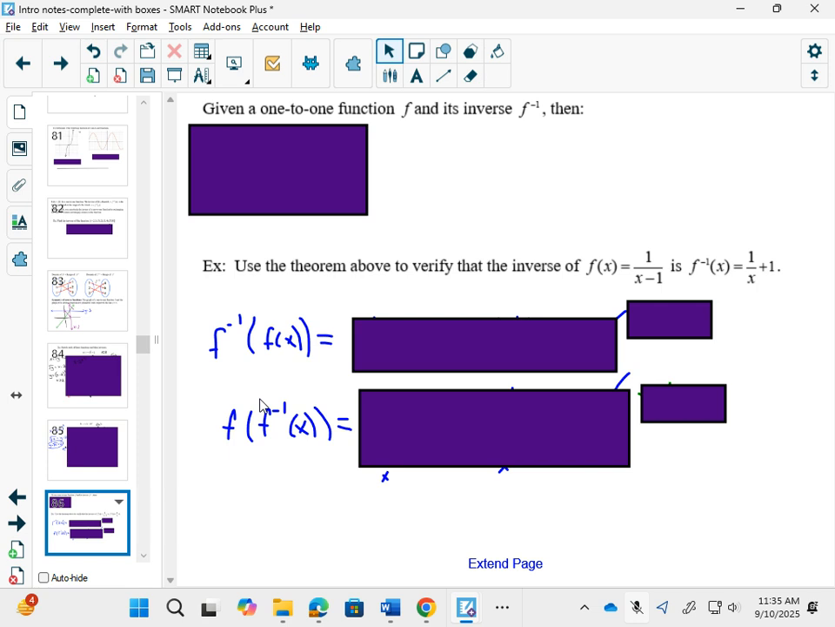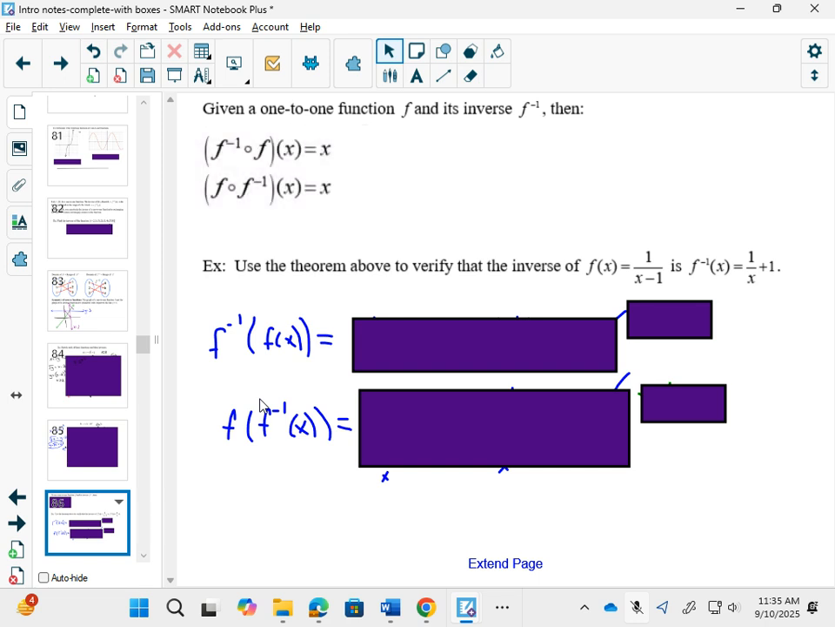So, if you have a one-to-one function, then the following thing is true with composition of functions. In fact, this can sometimes be used to prove two things are inverses. F inverse composition f of x should get you x.